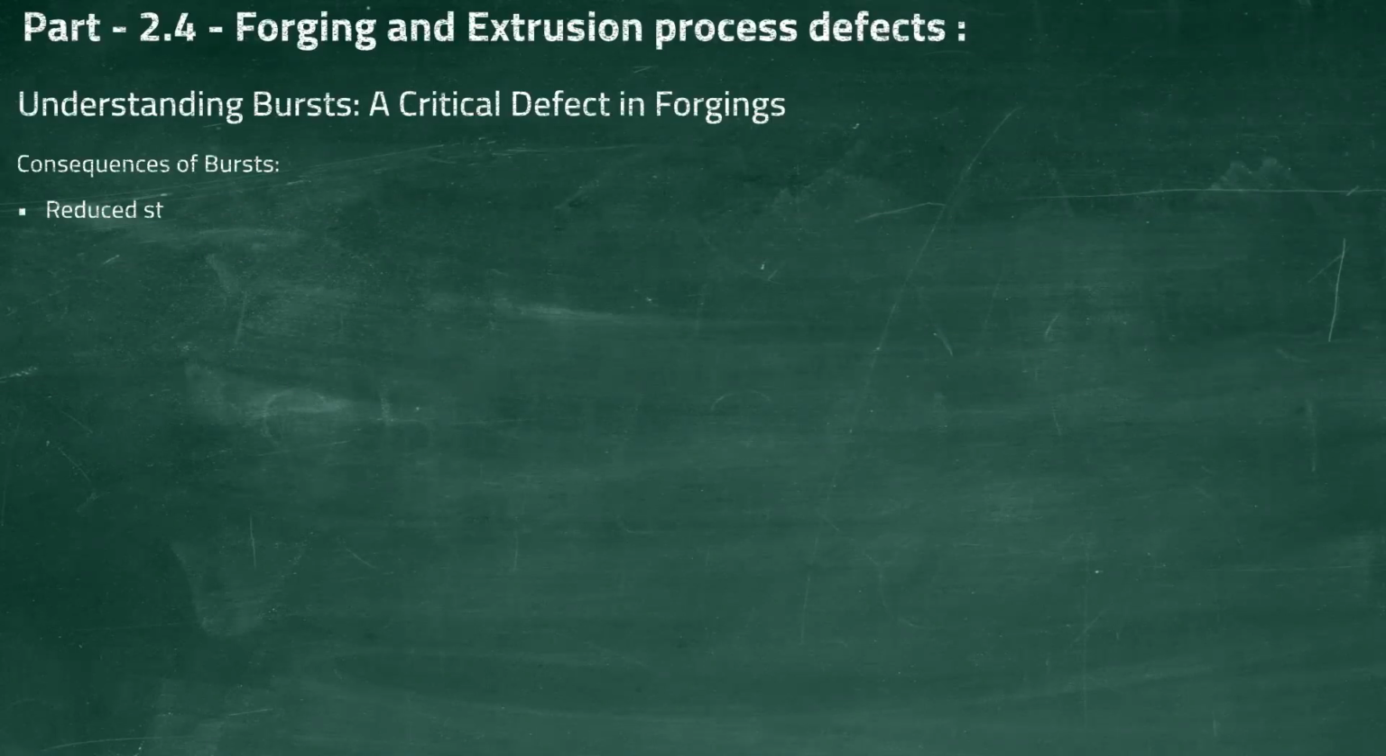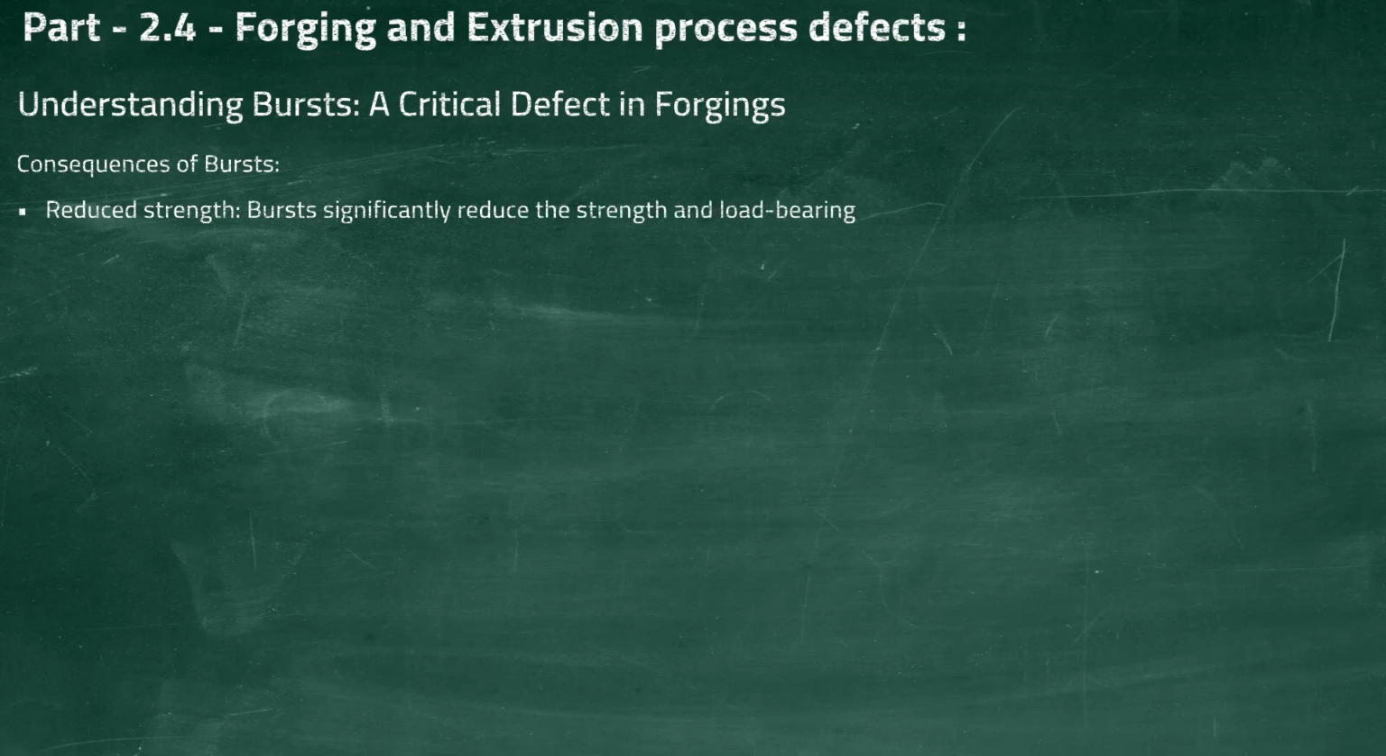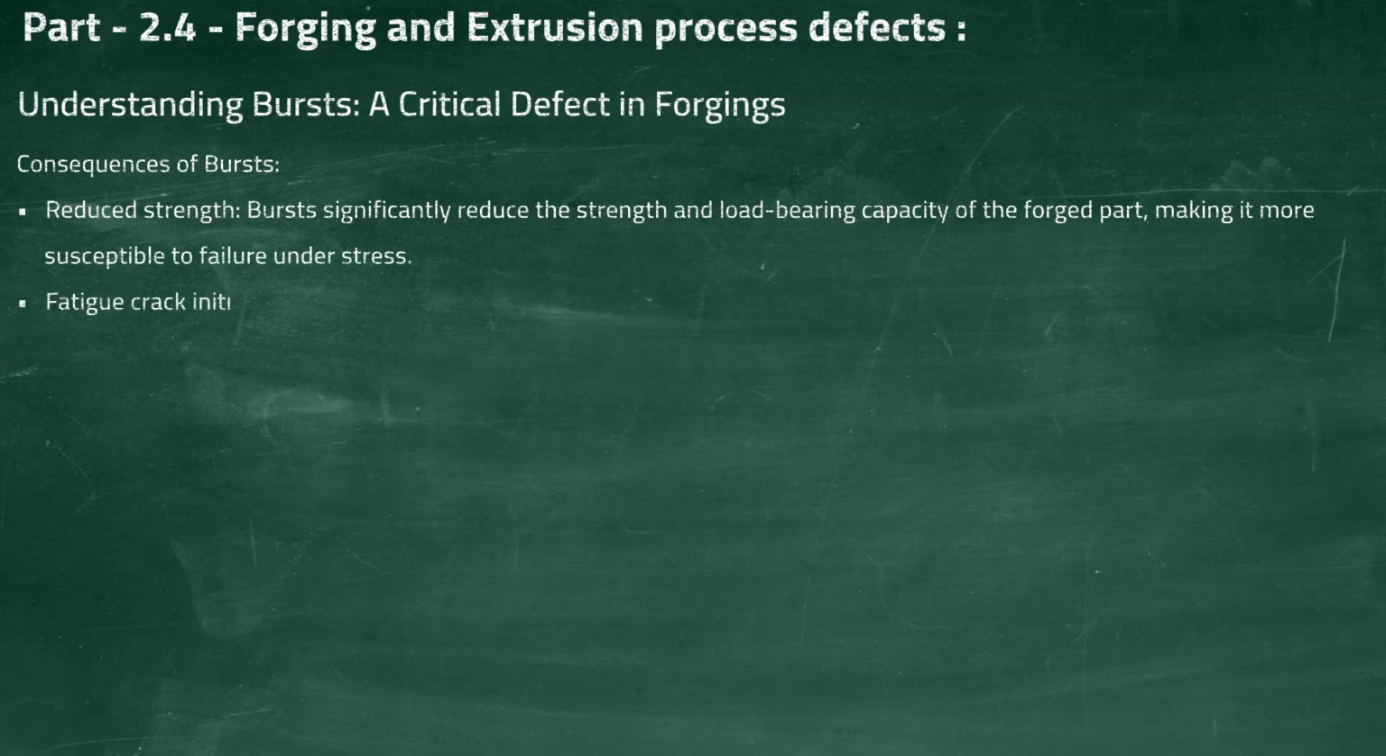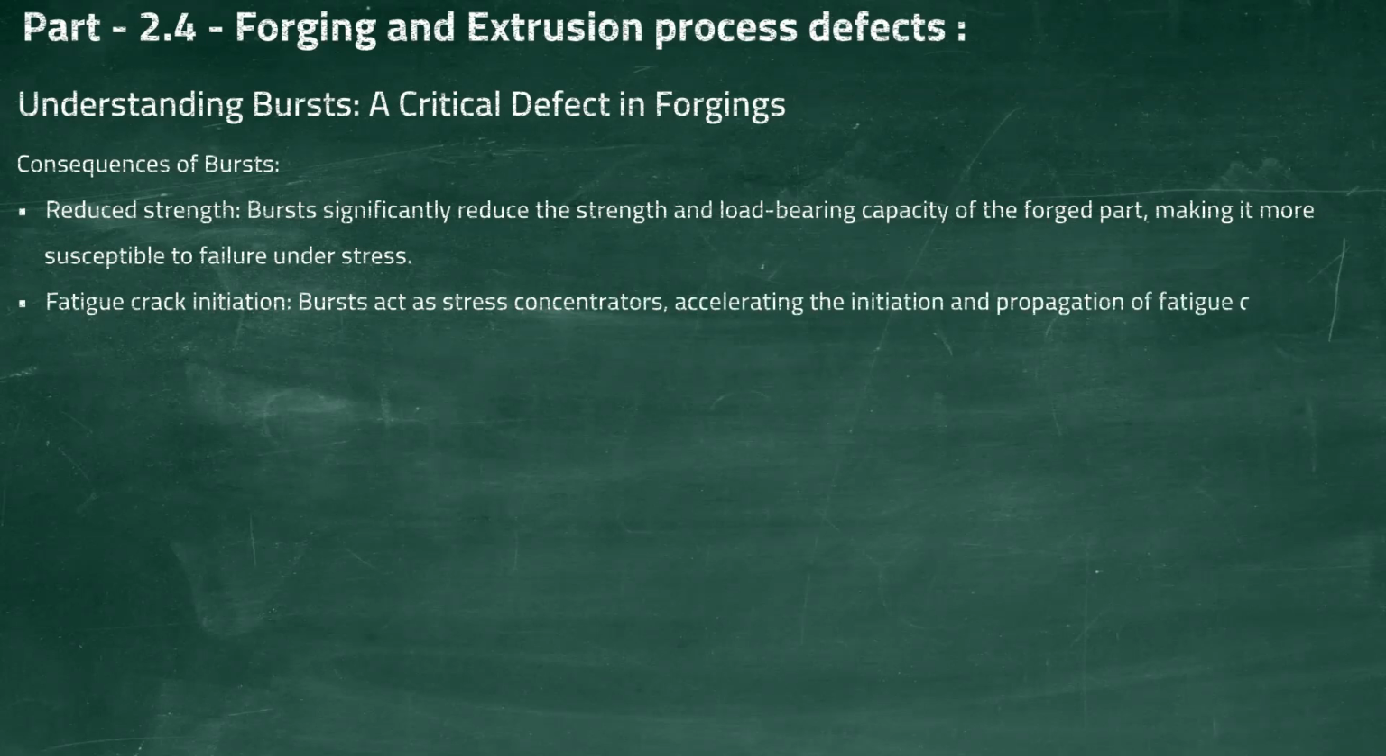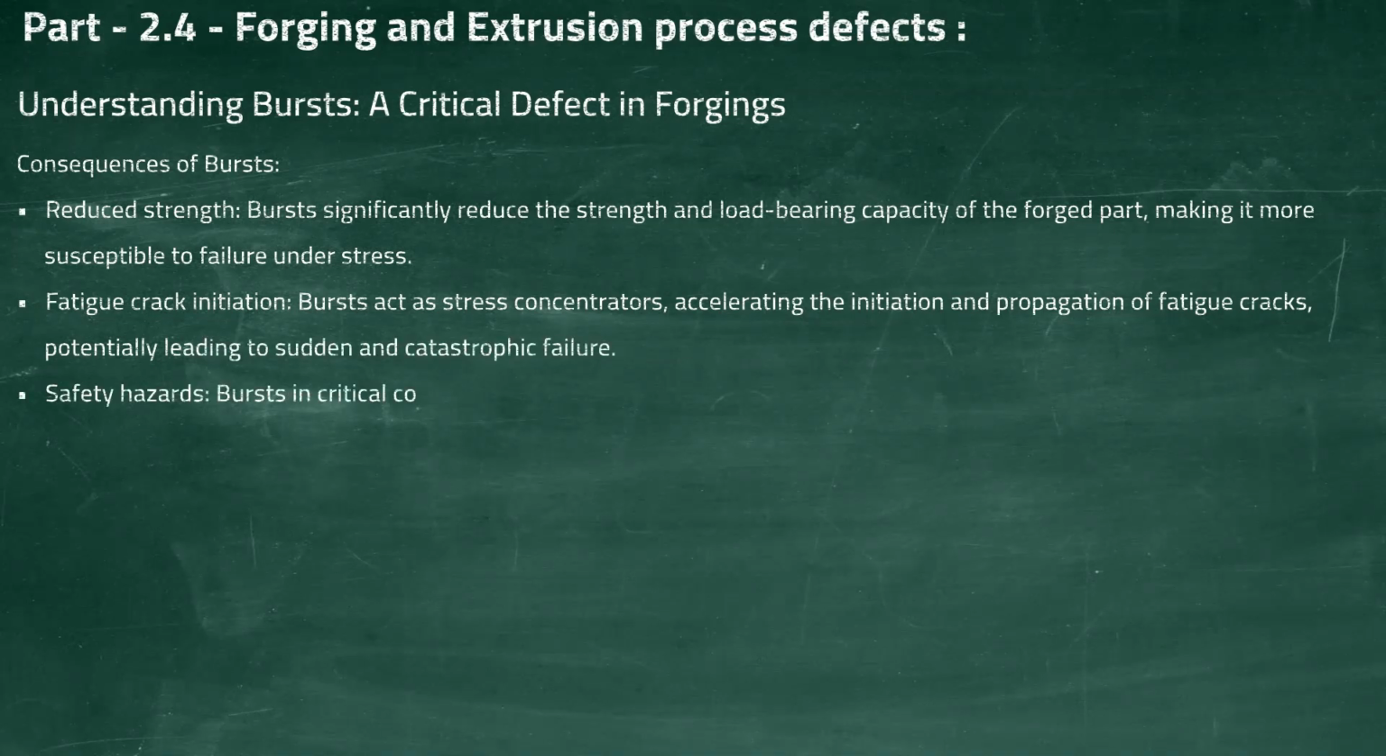Consequences of bursts. Reduced strength. Bursts significantly reduce the strength and load-bearing capacity of the forged part, making it more susceptible to failure under stress. Fatigue crack initiation. Bursts act as stress concentrators, accelerating the initiation and propagation of fatigue cracks, potentially leading to sudden and catastrophic failure.